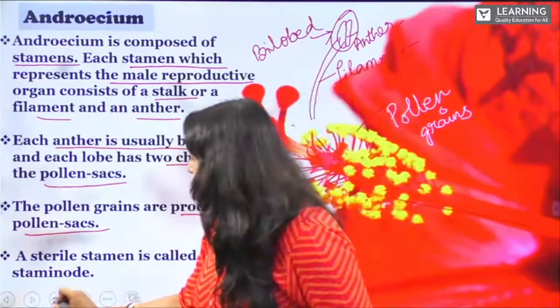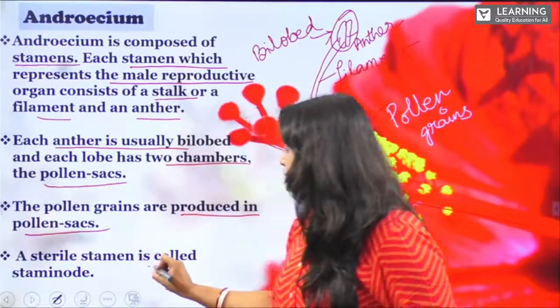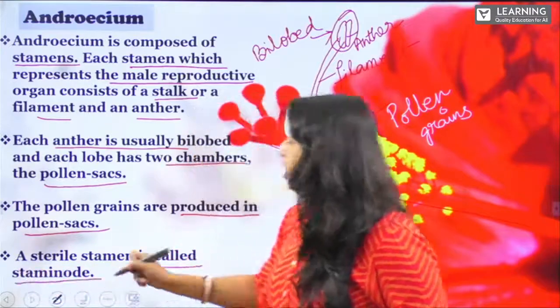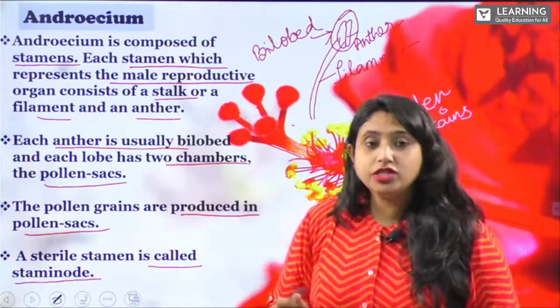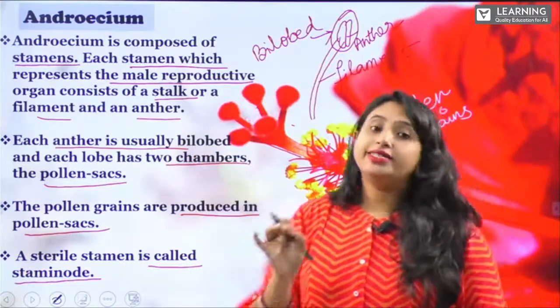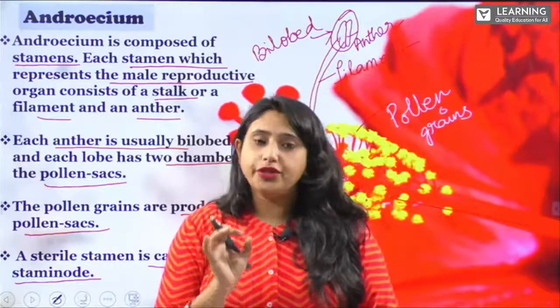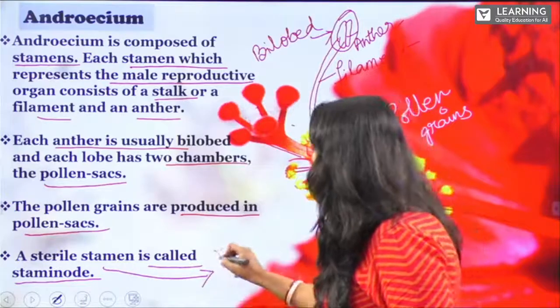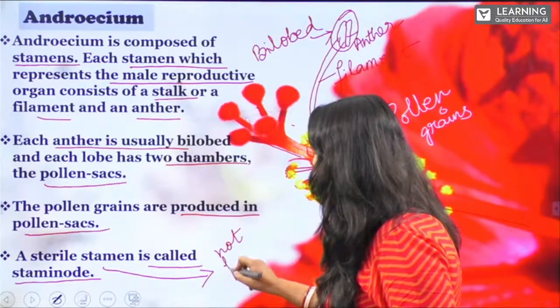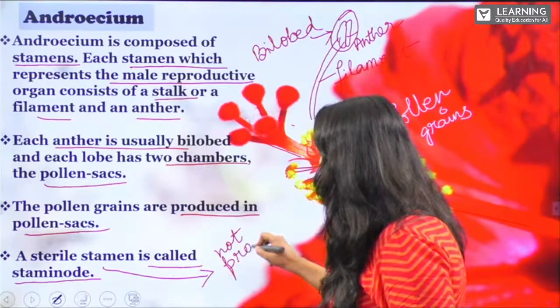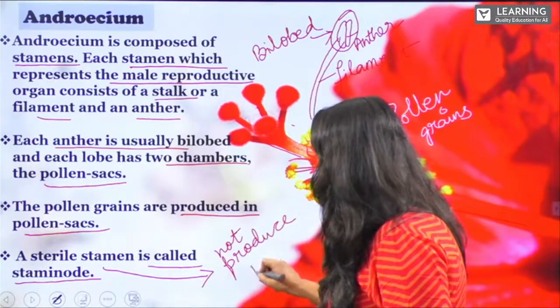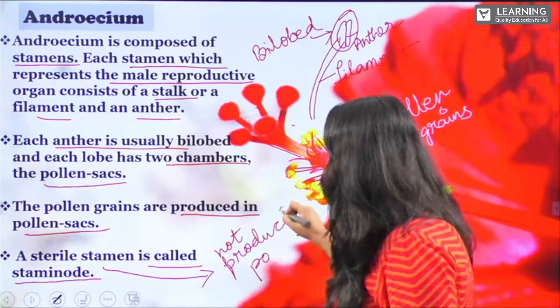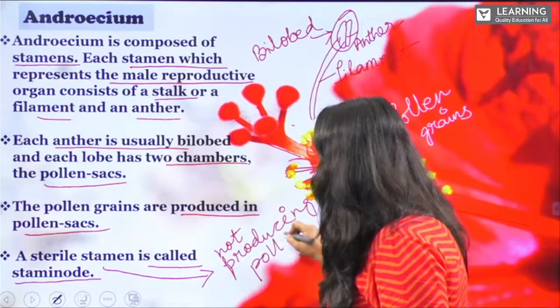A sterile stamen is called a staminode. Now, what do we mean by staminode? Staminode means a sterile stamen which does not produce any pollen grains. This staminode does not produce pollen grains.